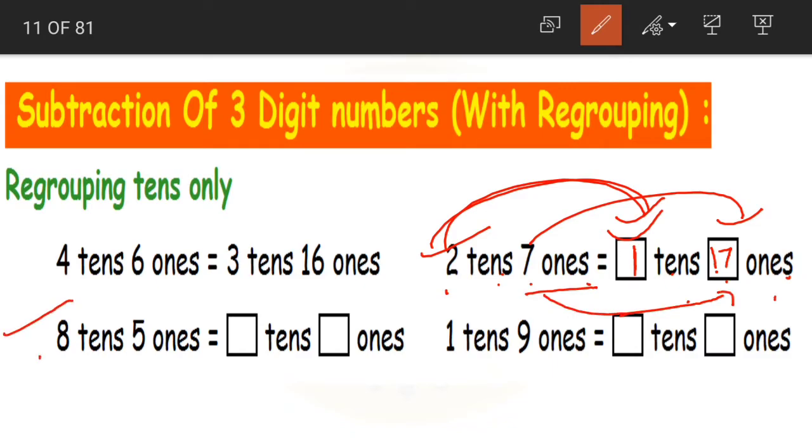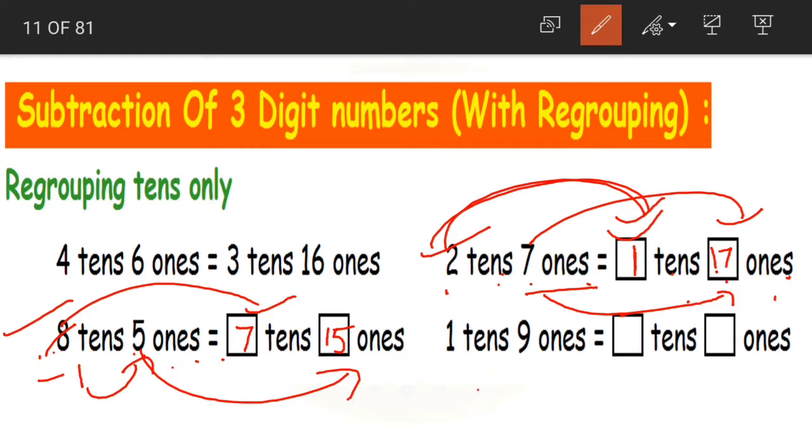Coming to the third example, 8 tens, 5 ones is equal to, again 8 minus 1, 7, and this 1 is placed in front of the 5. So 5 becomes 15. Now 8 tens became 7 tens, 5 ones became 15 ones. Clear? Now 1 ten and 9 ones. Now 1 minus 1 becomes 0. Now this 1 is placed before 9. 9 becomes 19. So here we have 0 tens and 19 ones.